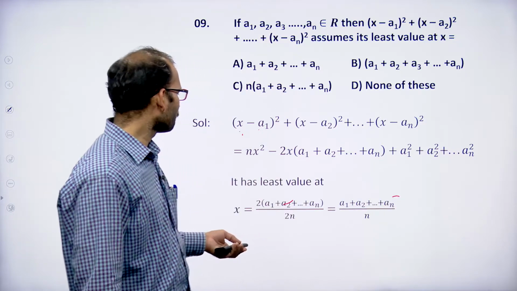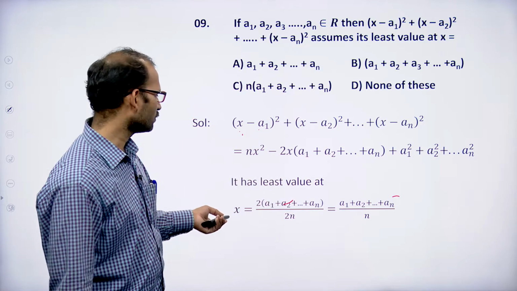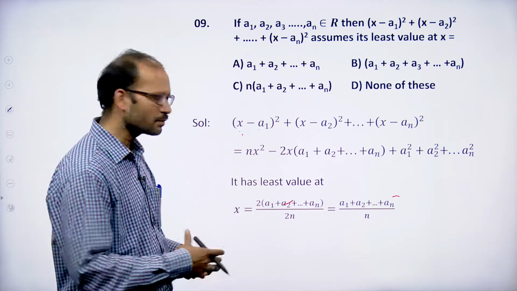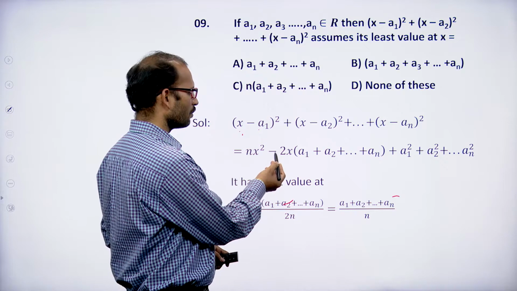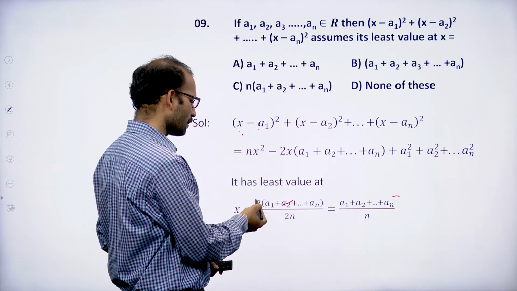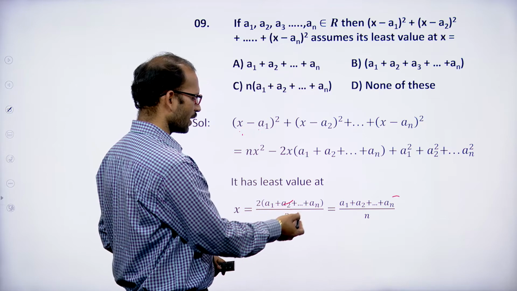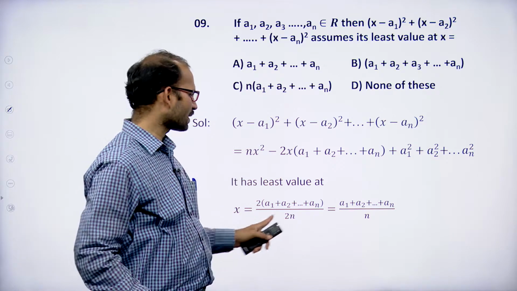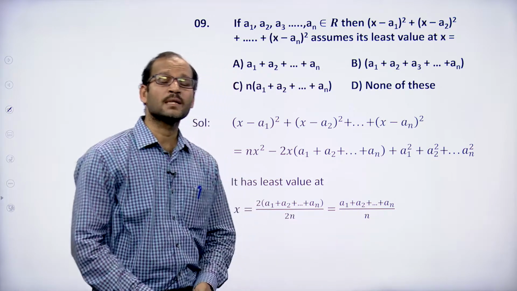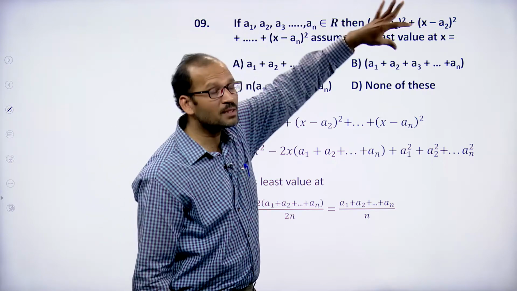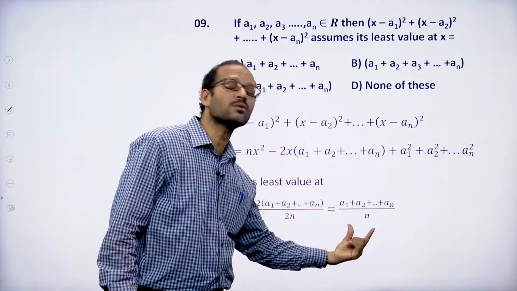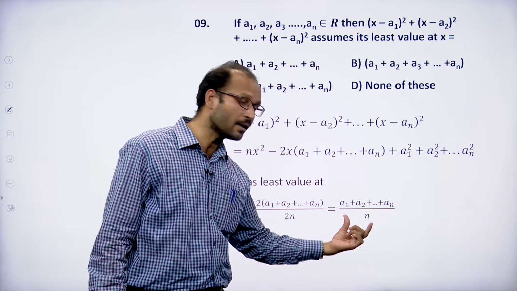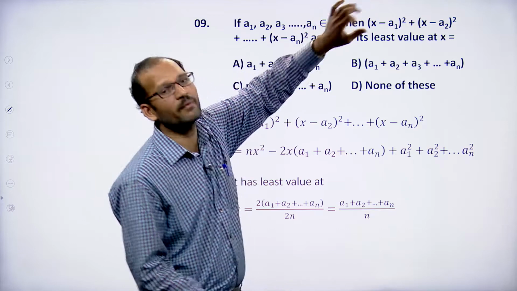So therefore, it has least value at x equal to what? At x equal to minus b by 2a. Yes, what is minus b by 2a? Minus b, b is minus 2 into this one. So minus minus plus, a1 plus a2 plus so on an, by 2n. So 2 gets cancelled: a1 plus a2 plus so on an by n. That means this expression's minimum value occurs at x equal to this value. If you substitute x equal to (a1 plus a2 plus so on an) by n, then you will have this expression's minimum value.